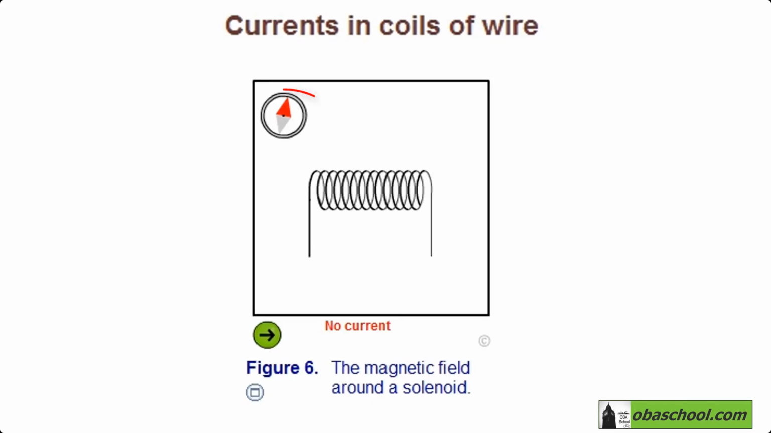We place a compass near the solenoid. When we turn on the current, observe what happens to the needle of the compass. So when the current is from the left to the right, the needle shows the direction of the magnetic field. And reversing the direction of the current will reverse the direction of the magnetic field.